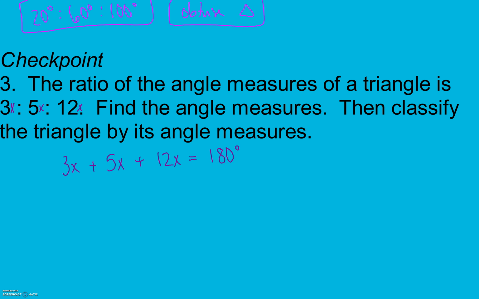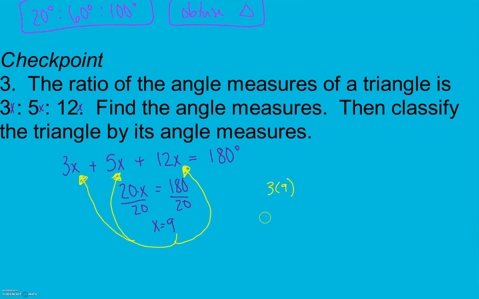Now, we've got to figure out what that multiplier was, what we divided out. 3 plus 5 plus 12 gives me 20 x's. Divide to get rid of our multiplication. And here, x is going to be 9. 9 is not my final answer, though. Remember, that's my multiplier. So I have to figure out where each of these started. We took a 9 out of each of them, so to get back, we're going to multiply them by 9.